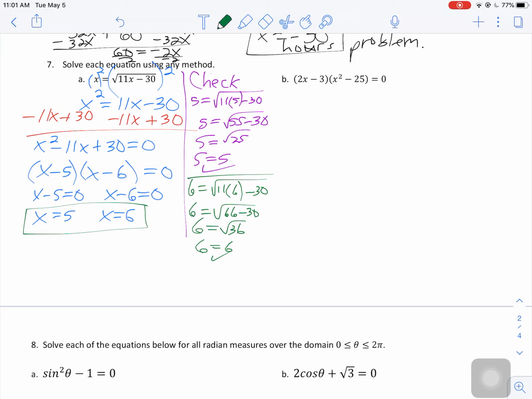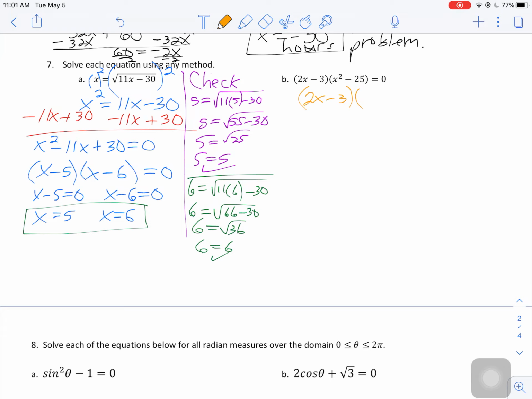Part B. Looks like everything is on one side equal to 0. And it looks like a problem where they partially factored it, but they didn't completely factor it. So the first set of parentheses, you can't factor any further. But when you look at your second set of parentheses, there's no greatest common factor. It's a binomial, so two terms, being subtracted. So that's that difference of two perfect squares type of factoring.